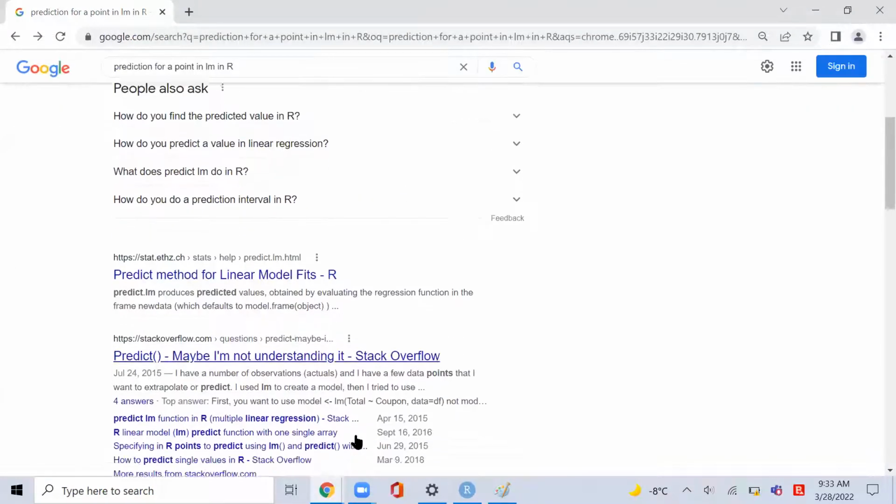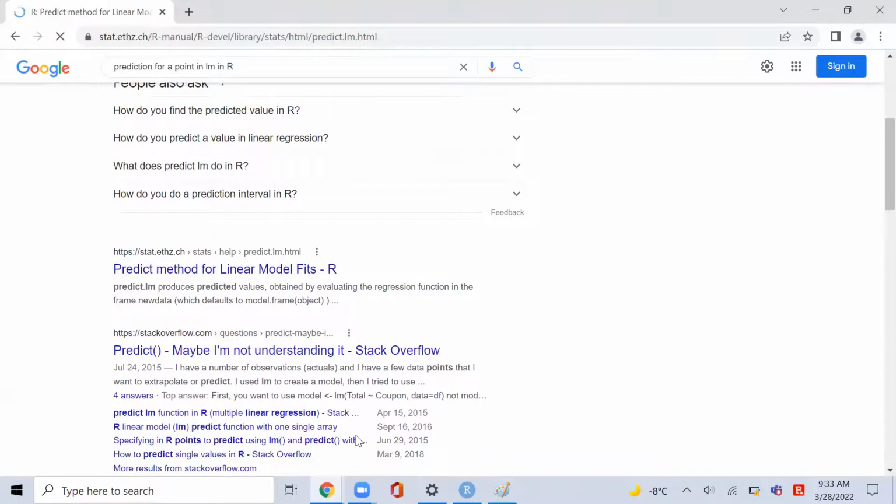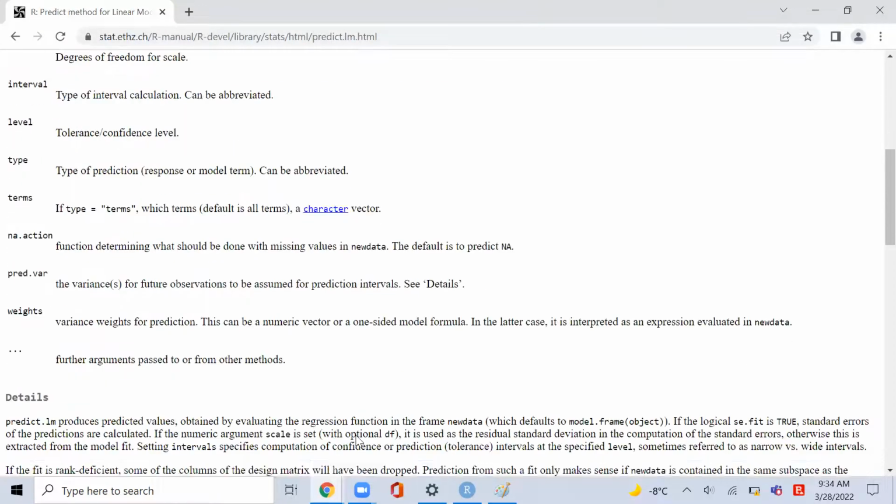This is where you troubleshoot in R while you're teaching.